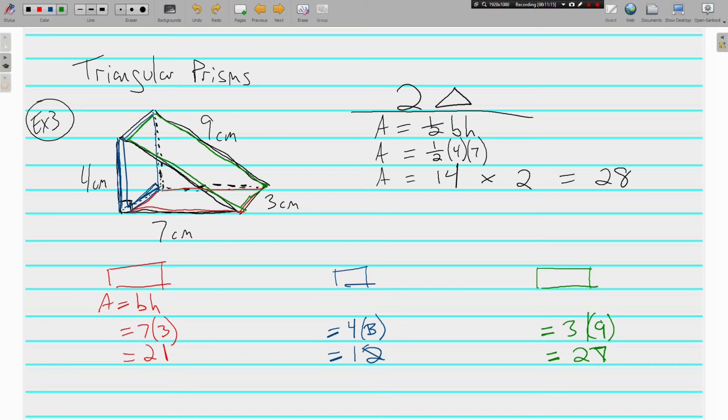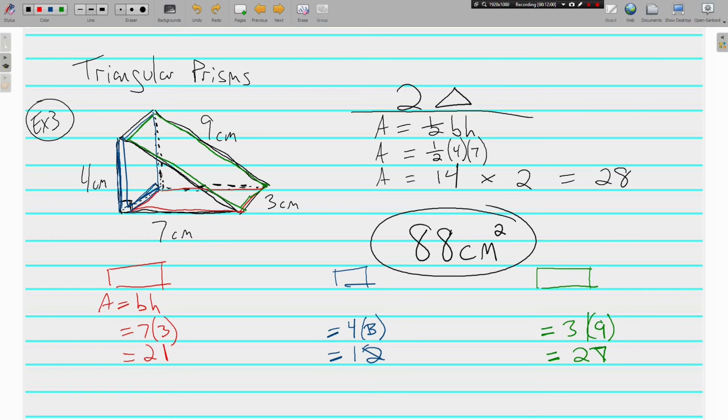Now we've found the area of all 5 faces. We've done 2 triangles is 28. The red rectangle on the bottom is 21 square centimeters. The blue rectangle on the left is 12 square centimeters. And the green rectangle slanting down on the front side is 27 square centimeters. We have to add all those together to get the total surface area of the figure. The 28 plus the 21 plus the 12 plus the 27 is 88 square centimeters.